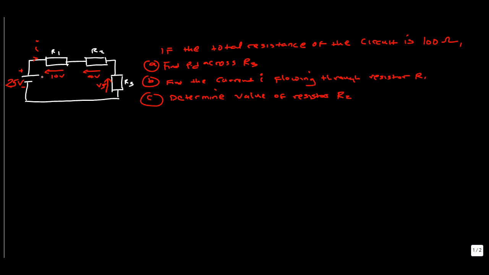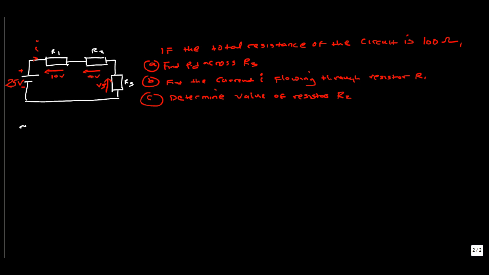Well, we know that the current in a series network stays the same for any part of the circuit. So the current here is the same as the current here, is the same as the current here. So that should be easy to work out. Determine the value of resistor R2. Well, we don't know the value of resistor R2, so we need to work that out as well. And that is what we're going to do.